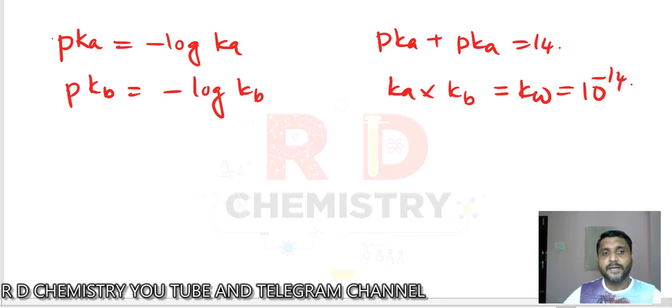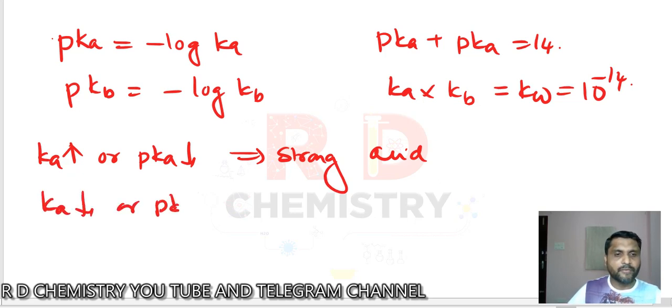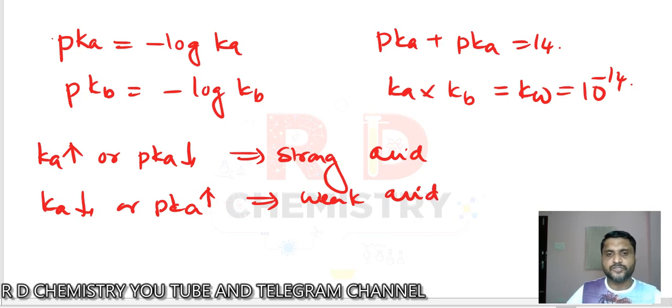Clear? Now remember, as the K value is large or the pKa value is small, the acid is always a stronger acid. Do the reverse way around: if the Ka value is smaller or the pK value is greater, that acid is a weaker acid. This is to compare the acidic nature, whether strong acid or weak acid, when the two values are given.